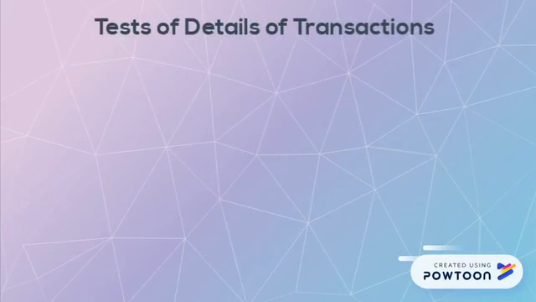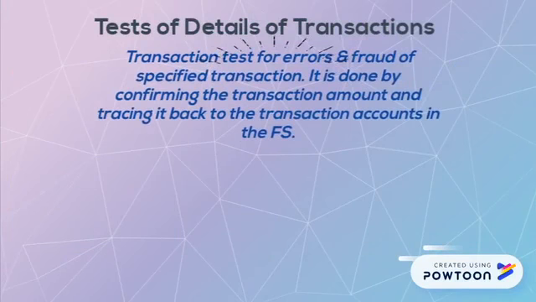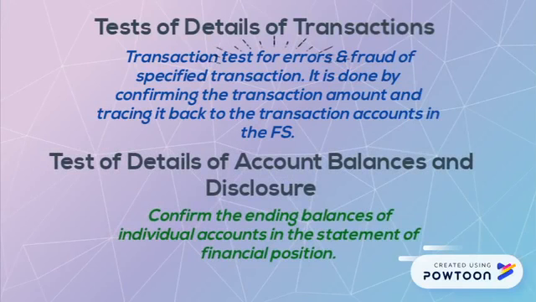The next type of procedure is tests of details of transactions. It is a transaction test for errors and fraud of specified transaction. It is done by confirming the transaction amount and tracing it back to the transaction accounts in the FS. The last type of procedure is test of details of account balances and disclosure. This deals with the confirmation of the ending balances of individual accounts in the statement of financial position.